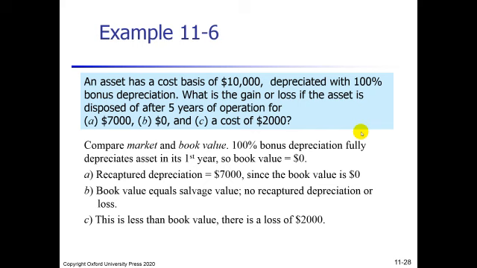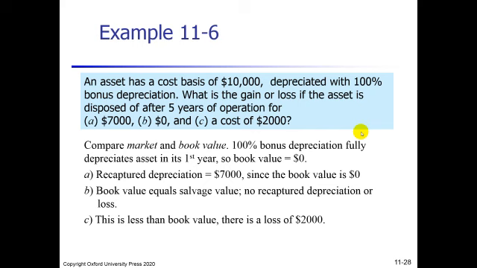Let's suppose that you depreciated a $10,000 asset with 100% bonus depreciation. So immediately in year 1, it's depreciated all the way down to 0. It's going to stay there. And now we go to dispose of the asset 5 years after operation. And so we have different values that we could get for a salvage. The first case is we get paid $7,000. So we can sell this to maybe another company for $7,000.